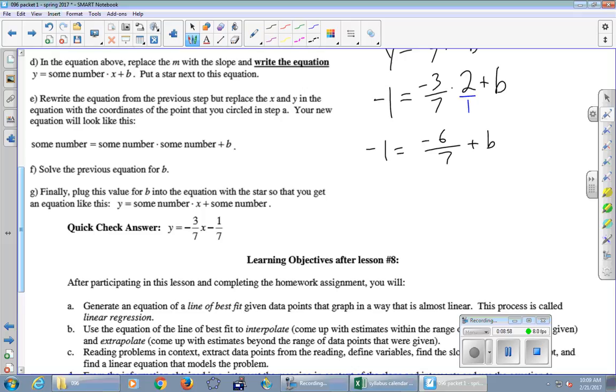We're trying to solve for b. What do we do to both sides? Add 6/7, right? It's already negative, so we add 6/7 to both sides. Let's do the right-hand side. That's easier. What remains on the right? On the right-hand side is just b. Okay, that's good. That's what we're after.